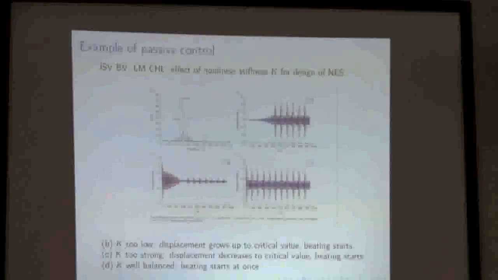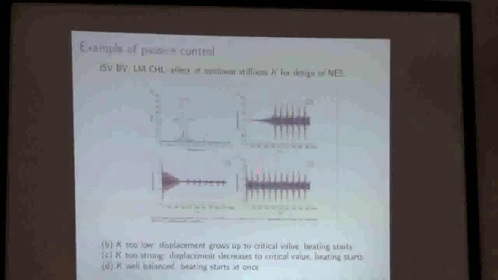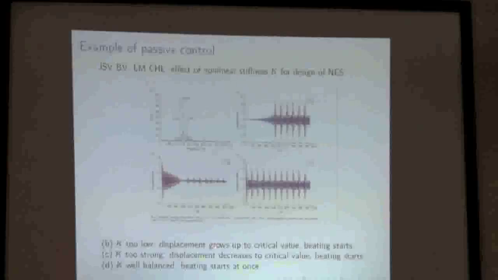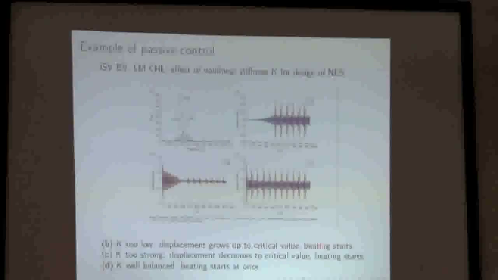Here, this is an example. You can see also what happens. In the first case here, we have chosen the coupling K too low. So we have to wait before the displacement grows up to a critical value, then the beating associated to the behavior of the Hamiltonian system starts. So then you have a beating and you have a control. But the problem is we have to wait quite a long time, and we first need large enough oscillations before the beating starts.